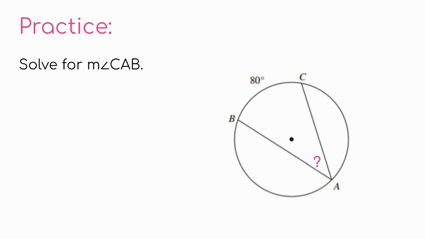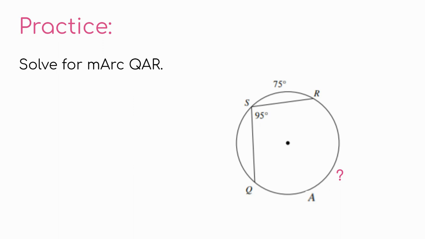So here's another one. Solve for the measure of angle CAB. So you should have gotten 40 degrees. The angle is smaller, so we're going to divide by 2. 80 divided by 2 is 40. And now solve for the measure of arc QAR.